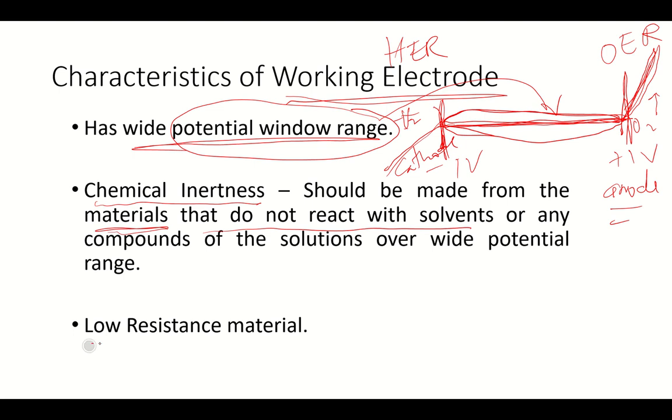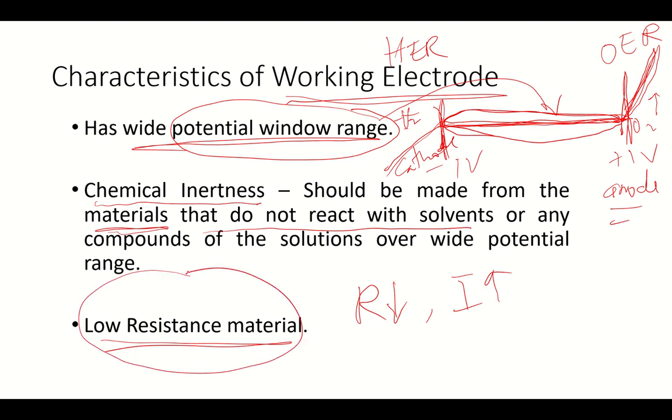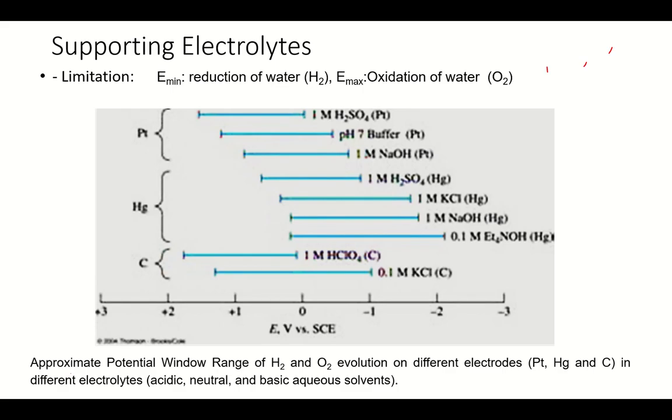Next, it must be a low resistance material. R must be very low. When R is low, the conductivity is high, because we want to measure current. So the current must flow through that material. If you use a high resistance material, for example plastic, you cannot measure the current flowing on that surface. This is the supporting electrolyte. You must choose the best supporting electrolyte, such as the solvent, in order to do the analysis.